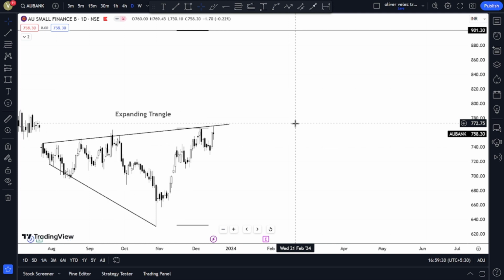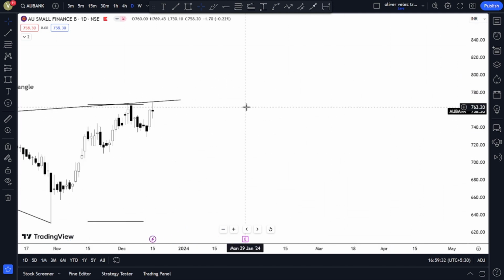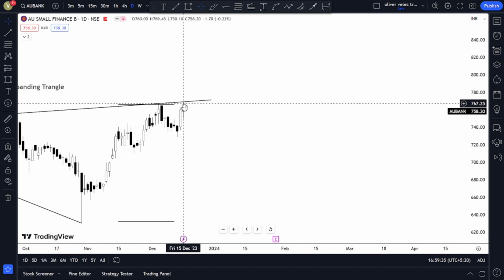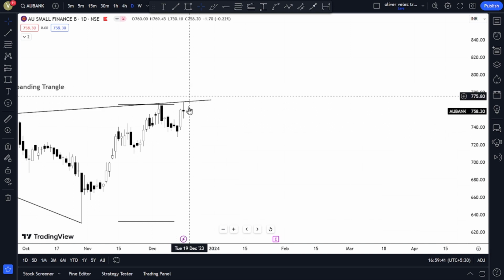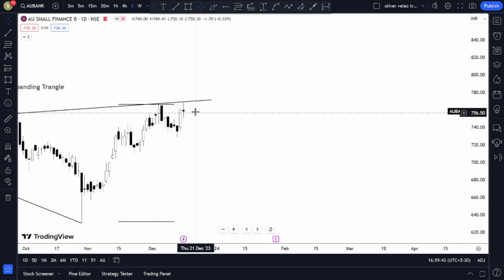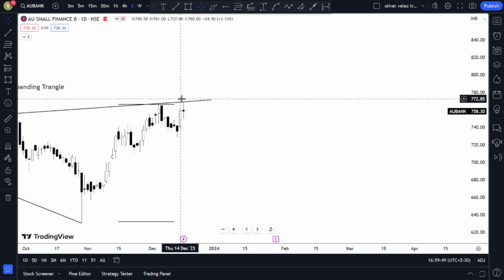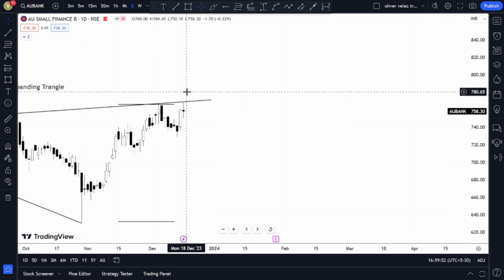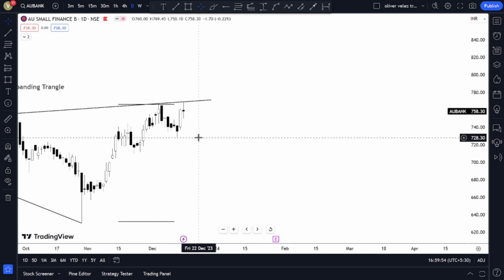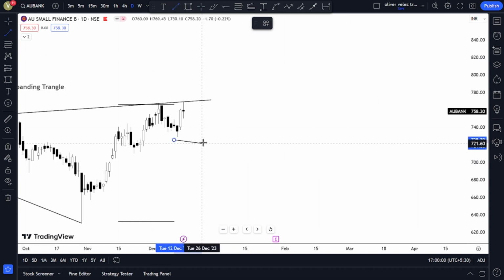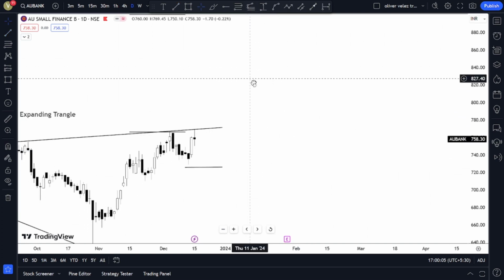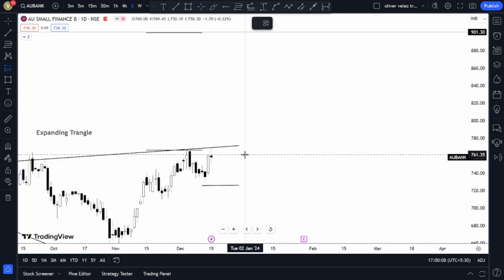Firstly, wait for the breakout to happen above this candle. After this candle, wait for one fully bullish candle like this one. After seeing a bull bar like this, then enter the stock and place a stop loss below this candle. It is our stop loss, and aim for at least a 1:2 risk reward.